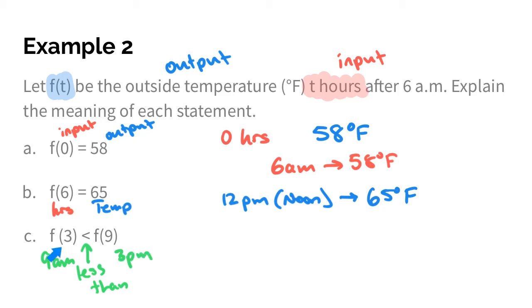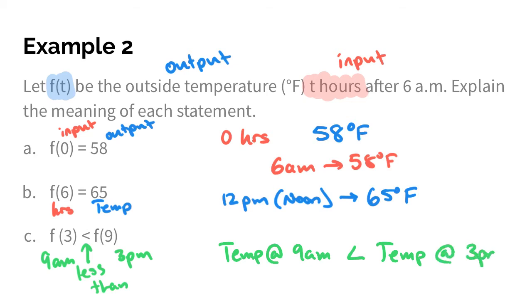Now, what is this statement saying right here? When we're looking at f of 3 and f of 9, that is strictly telling me about the output. So what this is saying is that the temperature at 9 a.m. is going to be less than the temperature at 3 p.m. Okay? So reading function notation is a little bit different in how it looks, but again, it's going to tell us the relationship between that input and that output in terms of specific values.